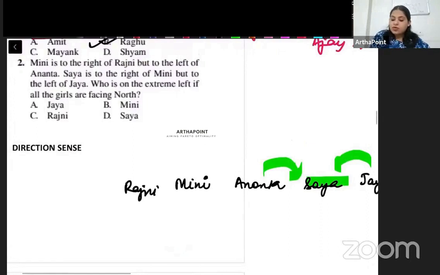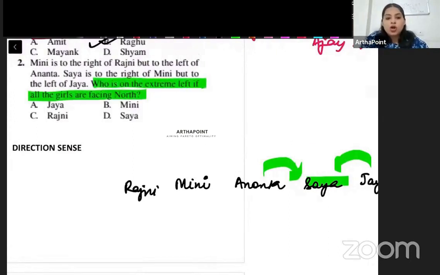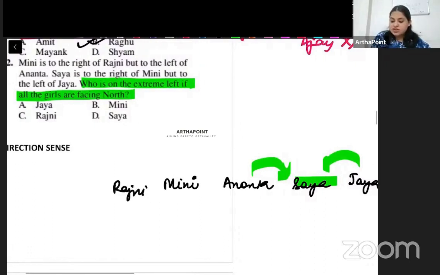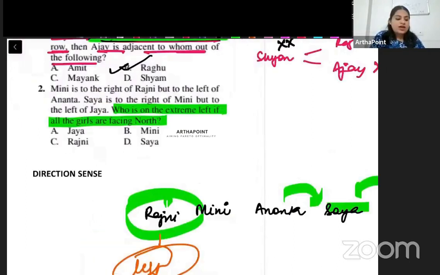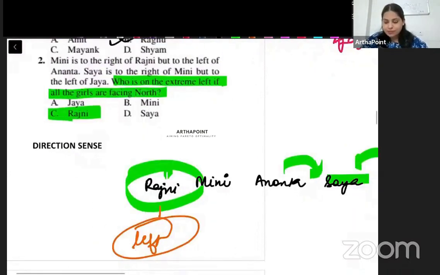Okay. Now, who is on the extreme left if all girls are facing north? Who is on the extreme left? So we have solved it from here. On the extreme left, we have Rajni, right? This is the extreme left, na beta. So on the extreme left, we have Rajni. So the answer to this question will be C. Again, this kind of question will come in tomorrow's exam.